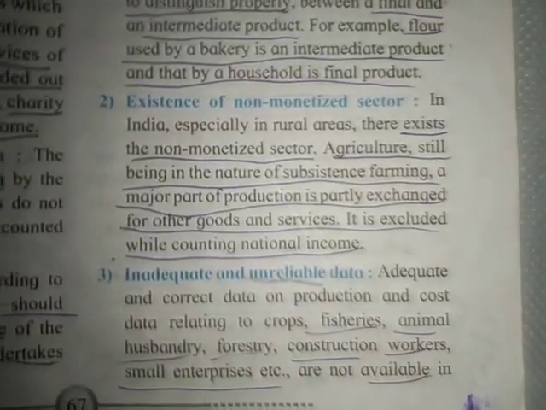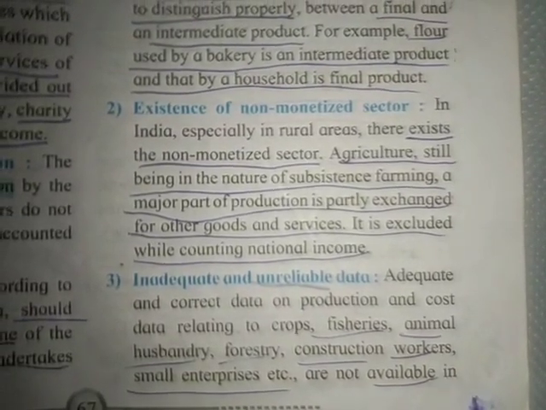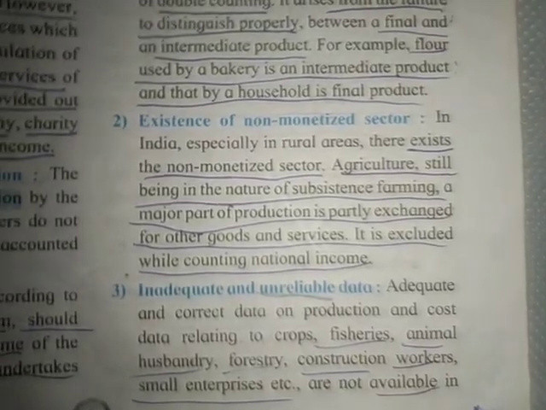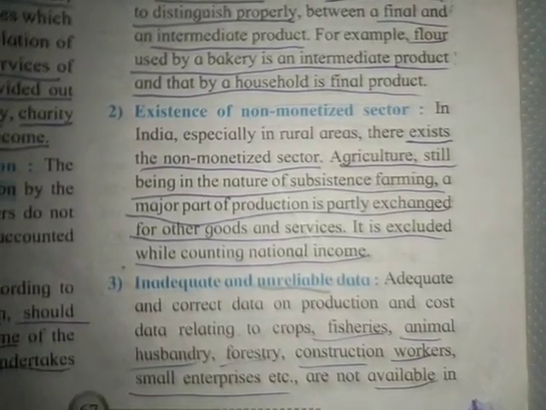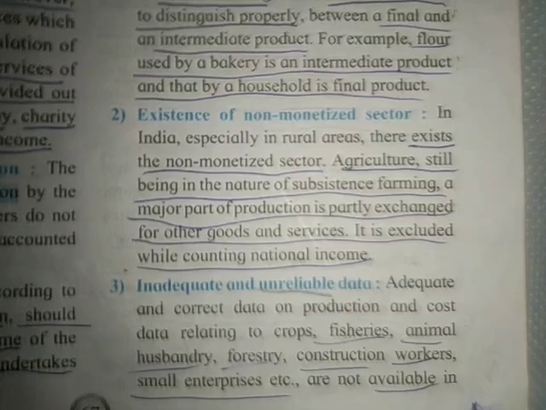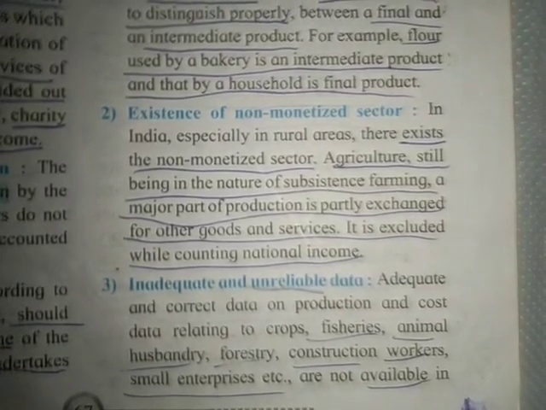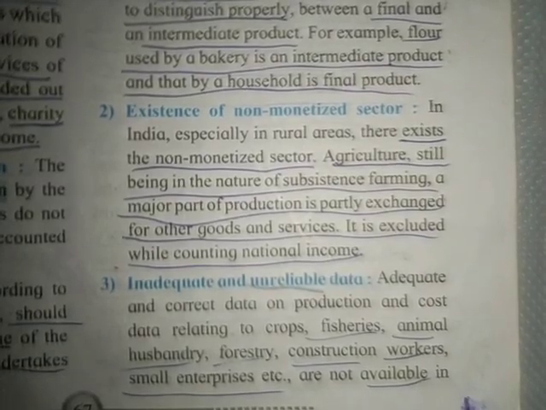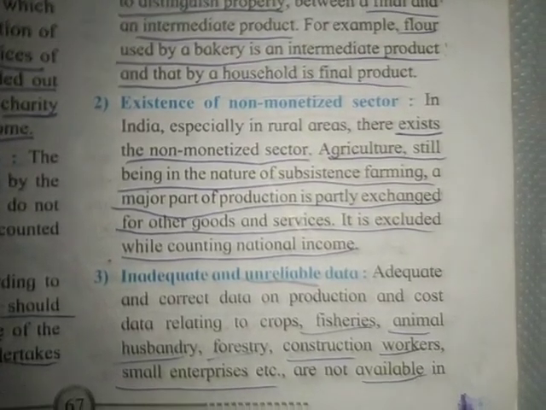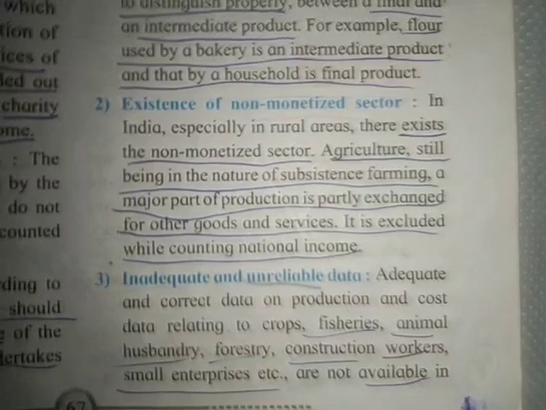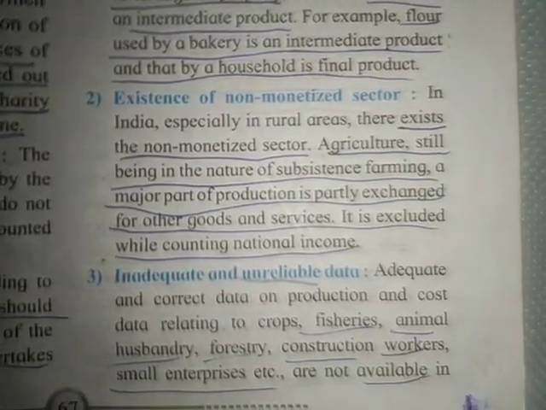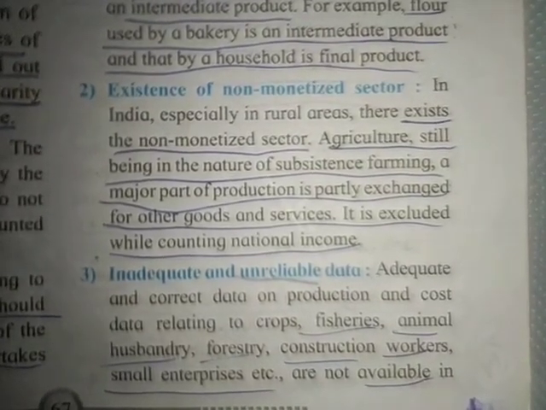Second, existence of non-monetized sector. In India, especially in rural areas, there exists the non-monetized sector. Agriculture still being in the nature of subsistence farming, a major part of production is partly exchanged for other goods and services. It is excluded while counting national income.